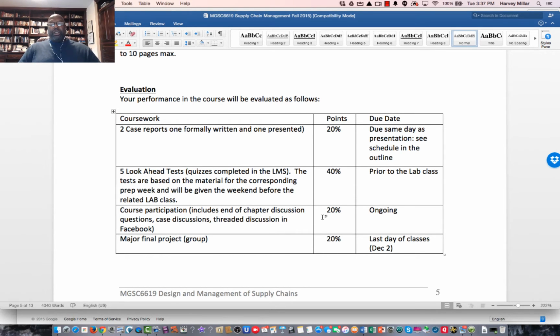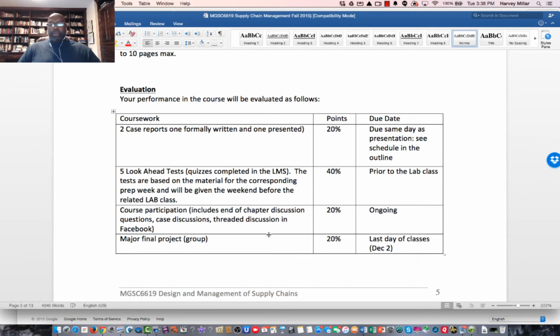Once we come to class, we will explore the information in a bit more depth. In terms of class participation, 20% is assigned to that, so you're expected to be prepared to discuss the cases, the readings, and also we will try to identify some topical issues, in other words, supply chain management in the news, and have you do some discussions around that.